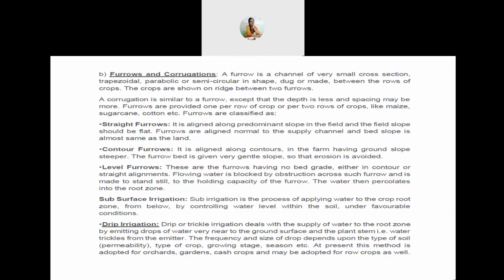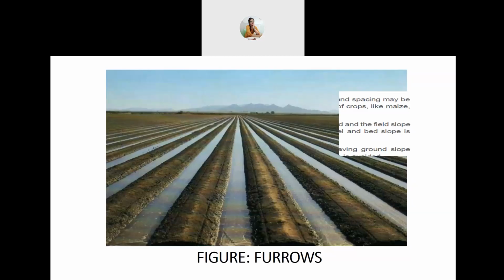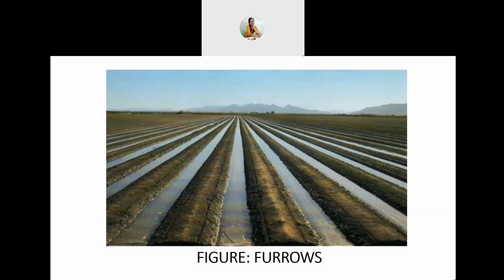Drip or trickle irrigation deals with the supply of water to the root zone by emitting drops of water very near to the ground surface and the plant stem, that is, water trickles from the emitter. The frequency and size of drops depend upon the type of soil, type of crop, growing stage, season, etc. At present, this method is adopted for gardens, cash crops, and may be adopted for root crops as well. This is a figure showing furrows.